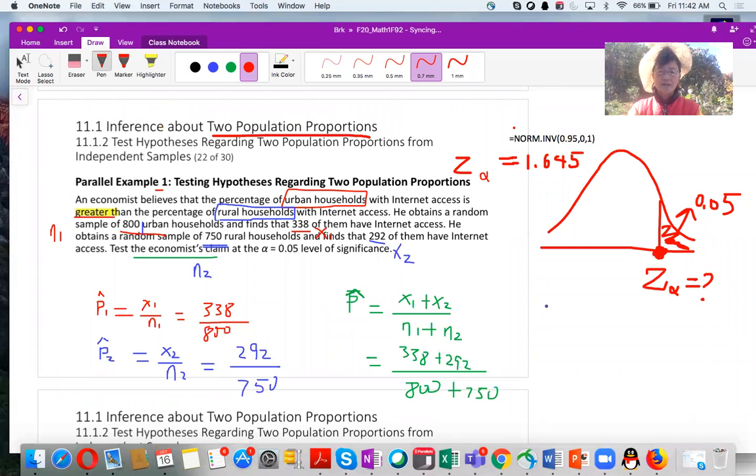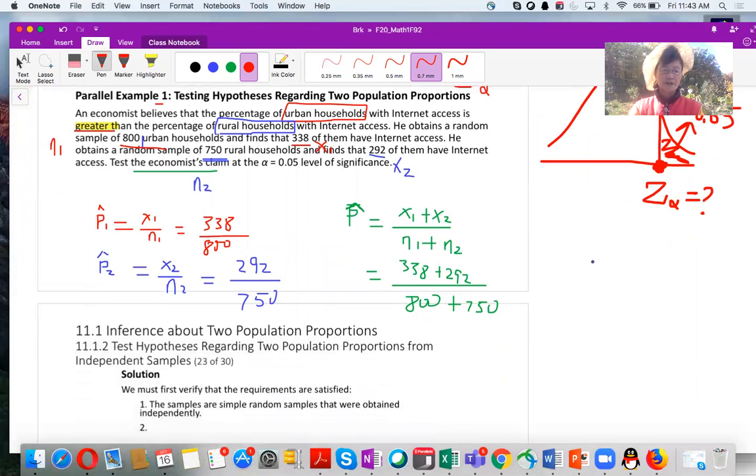So far I haven't conducted a hypothesis test. I have just analyzed the given numbers. For example, I calculated sample 1 proportion p hat 1, sample 2 proportion p hat 2, pooled proportion p hat, and I calculated the critical value 1.645. Now everything is ready. I'm going to go to two methods. One, classical method. Two, p-value method.